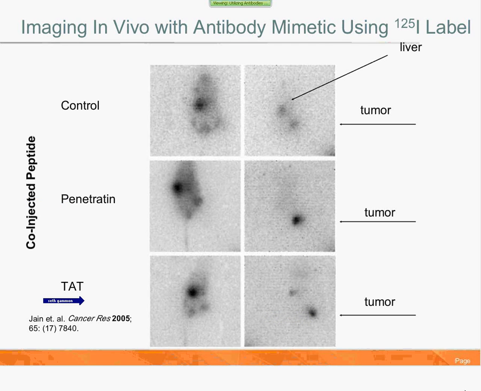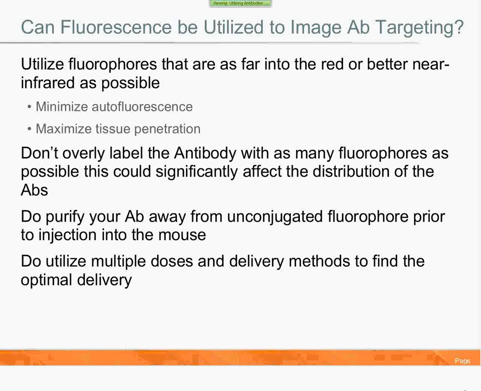This will make sure that what you're imaging is really pure antibody-fluorophore conjugate, because the distribution of your free fluorophore will be completely different. And do, as with any in vivo imaging experiment, utilize multiple doses and delivery methods at first to find the optimal route. For example, check different doses of intravenous injections, as well as potentially different doses of intraperitoneal injections.